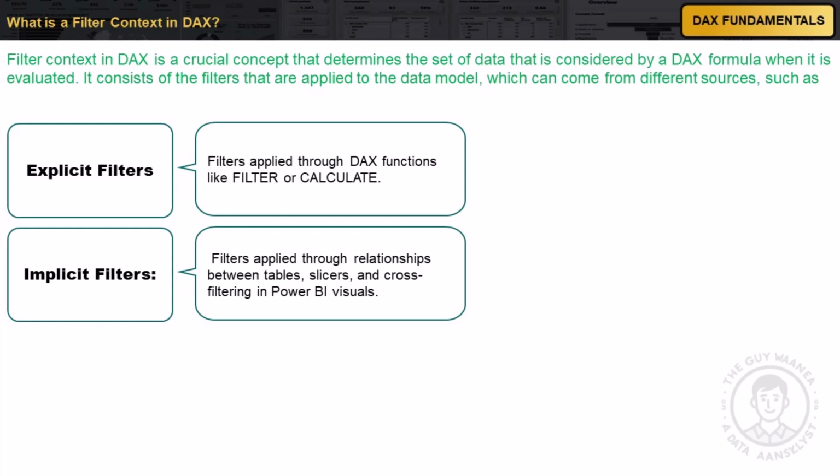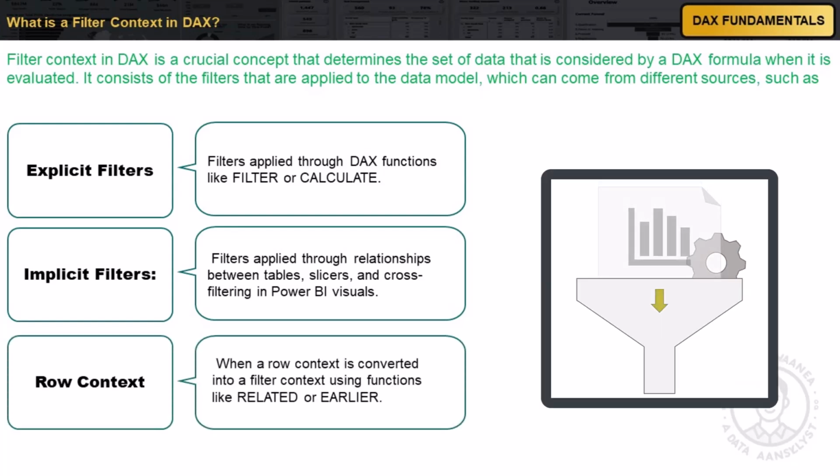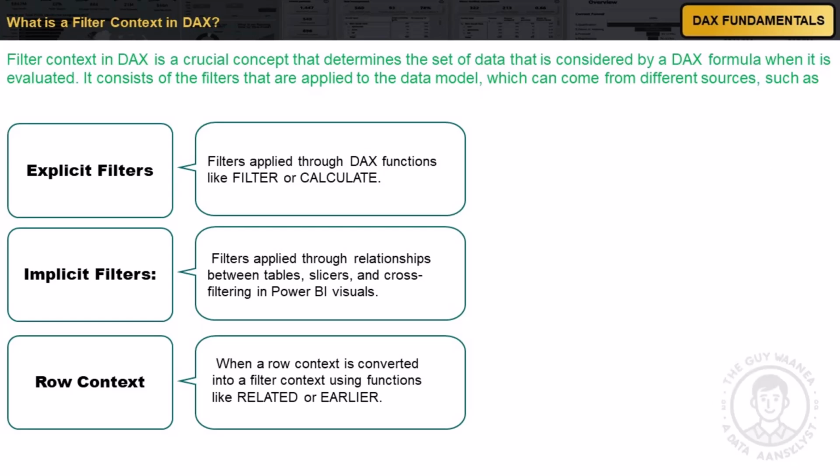Row context. When a row context is converted into a filter context using functions like related or earlier. Row context refers to calculations happening on a single row at a time. When you use functions like related or earlier, you essentially switch from evaluating each row individually to considering a filtered set of rows based on the current row's values. This allows you to perform calculations that depend on data from other tables or earlier rows within the same table.